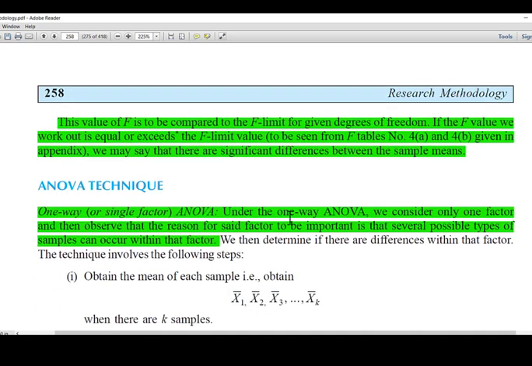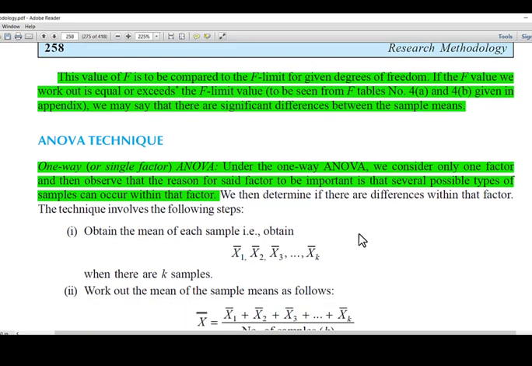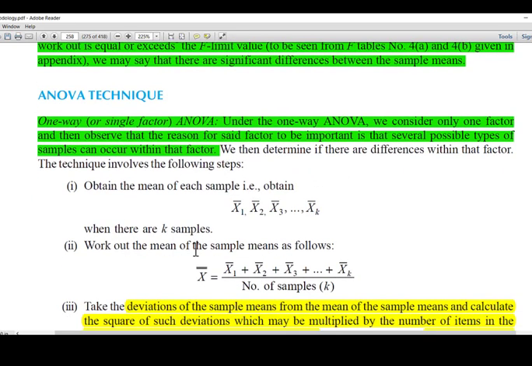Now let us discuss the ANOVA technique, particularly the one way. We start with one way ANOVA. That means we consider a single factor, only one factor, and the reason for the said factor to be important is that several possible types of samples can occur within that factor. We then determine if there are differences within that factor, and the procedure is given here.